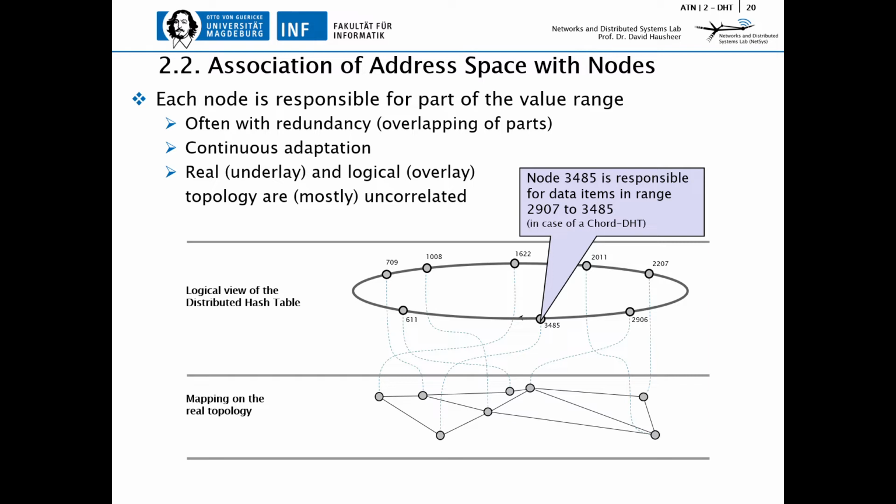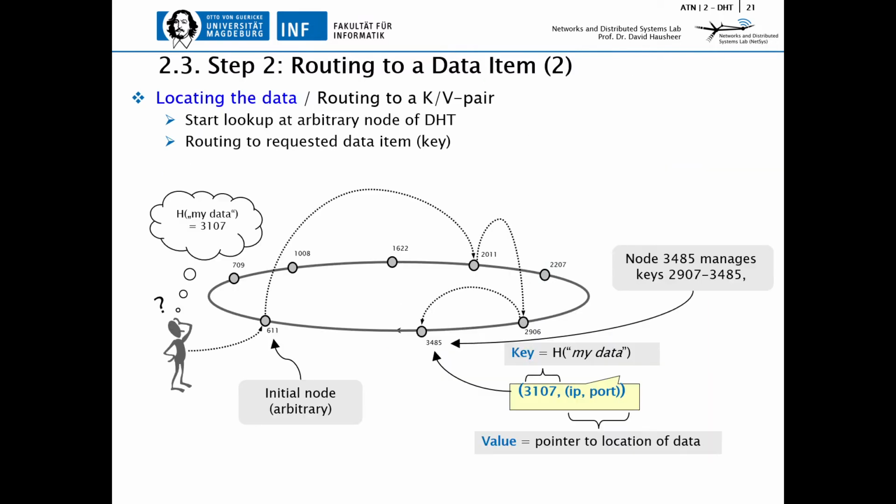Also, another observation is that the real underlay of the network, as illustrated here at the bottom, and the overlay, that is essentially a logical network, a logical topology, are often uncorrelated with each other. So whatever is a neighbor in the overlay is very rarely a neighbor also in the underlay network. Now this was the first step of mapping the nodes and data items into the actual address space.